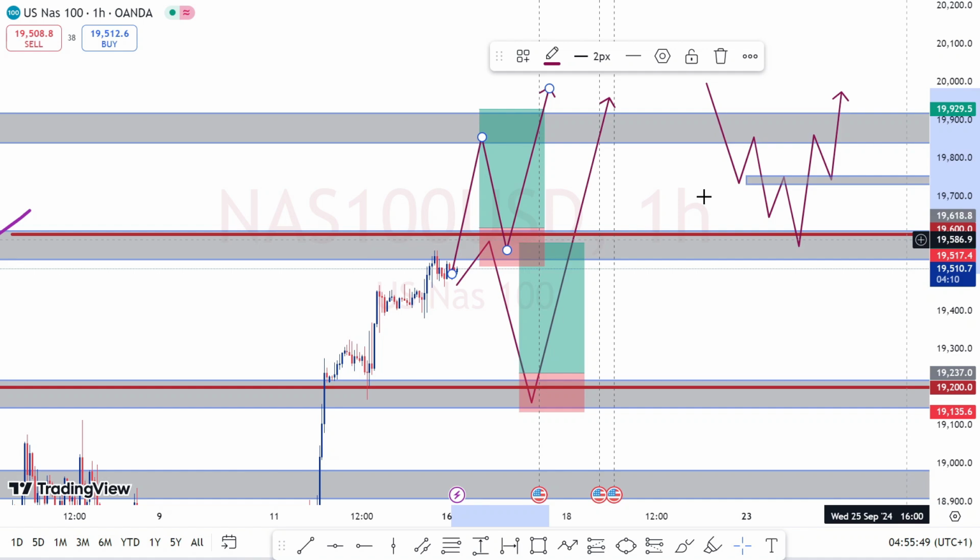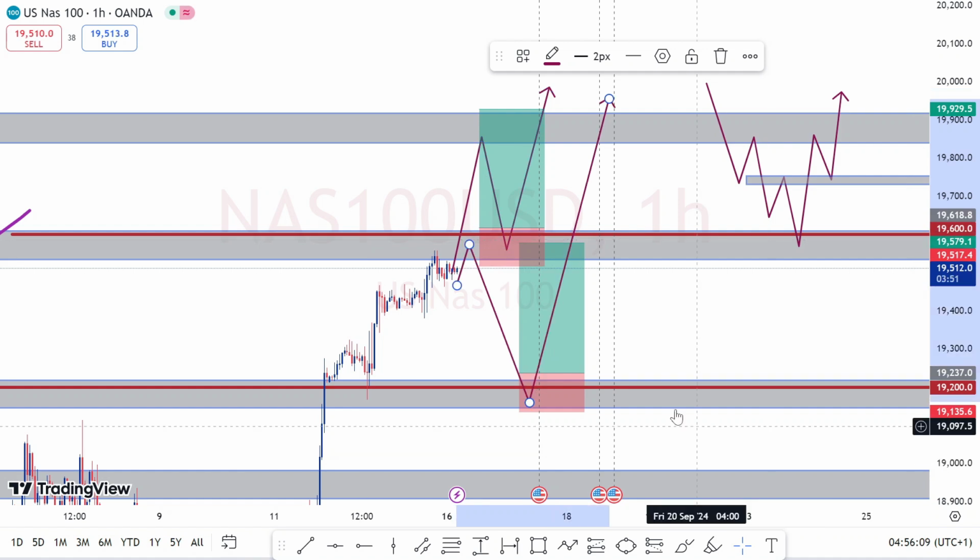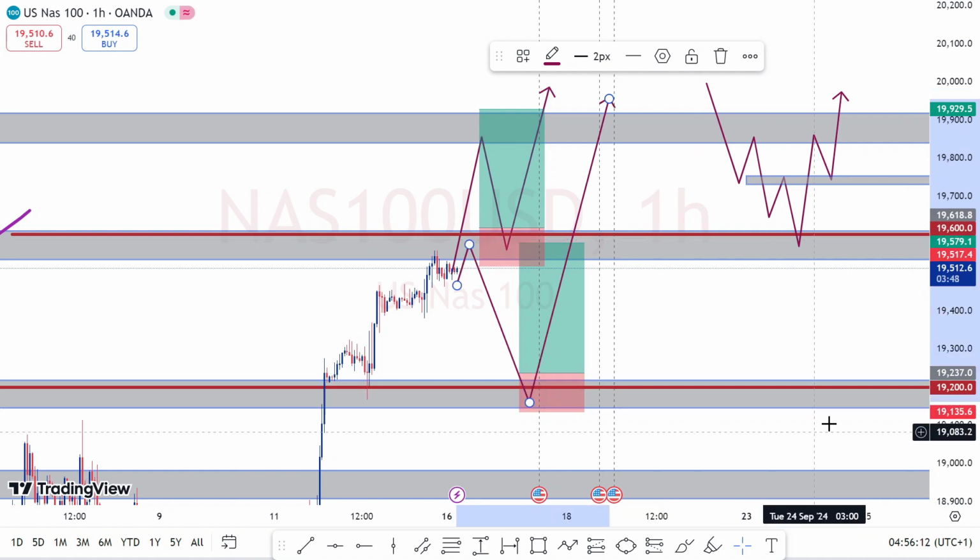If it doesn't do this, if it does not break above this resistance level, we wait for price to come down here, right? We wait for price to come down here, give us a confirmation. We wait for price to come back to this area of interest on the 4 hour time frame, and also this psychological zone 19,200, give us a confirmation, then we go bullish.